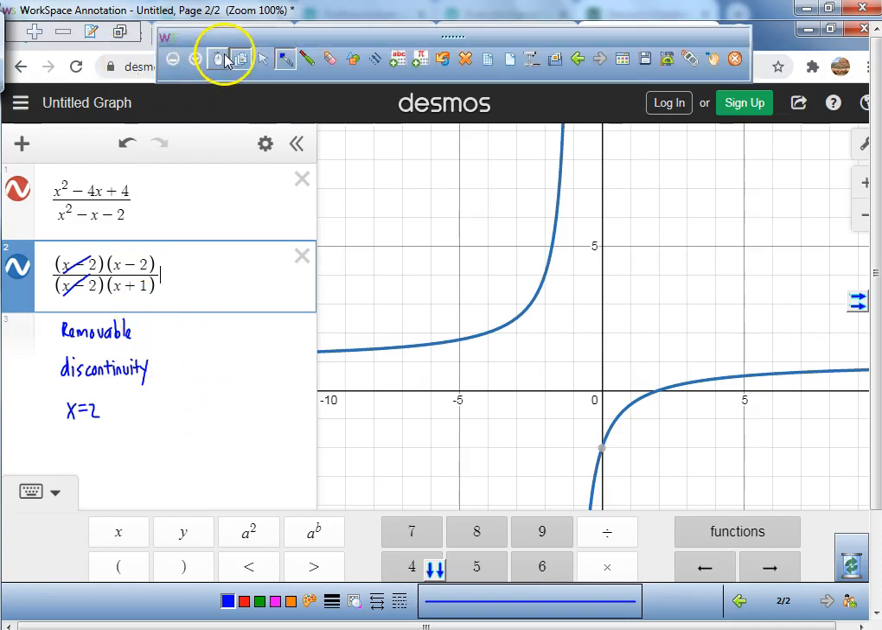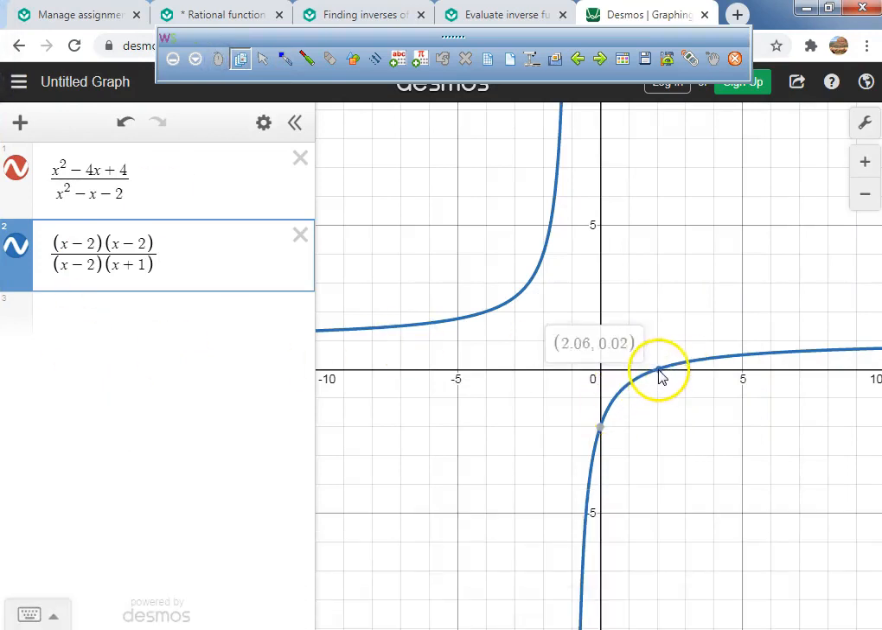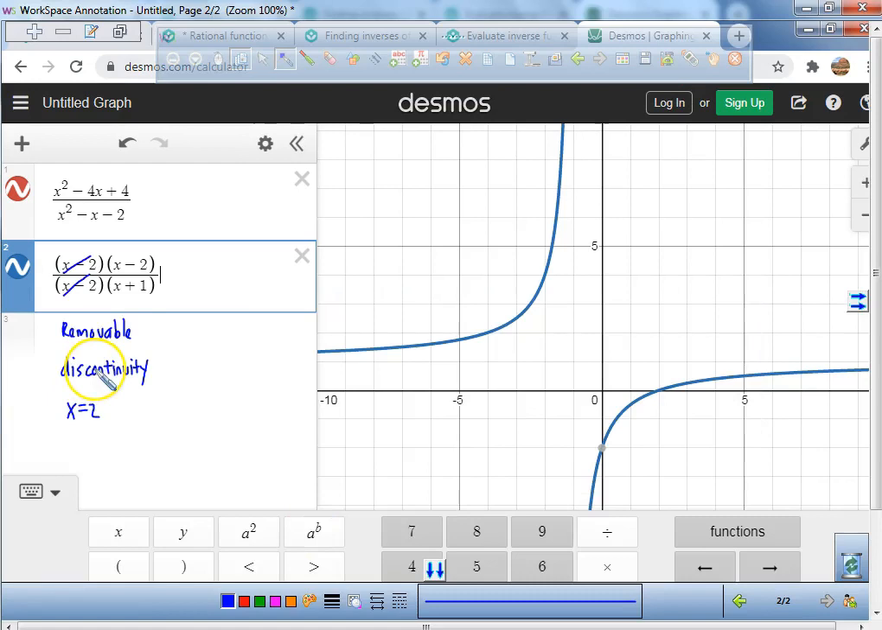So what would that look like? Let's check. At x equals 2, can you see right there? It says 2 is undefined, and you can see a hole where the arrow is. That's called a hole, a point of discontinuity. So we have a removable discontinuity there. If that hole wasn't there, we would say we have a zero, because the number 2 makes this equal to 0. But since we have a hole there, we cannot count that as a zero.